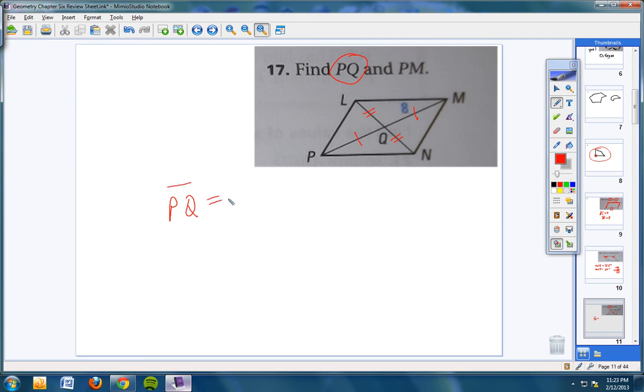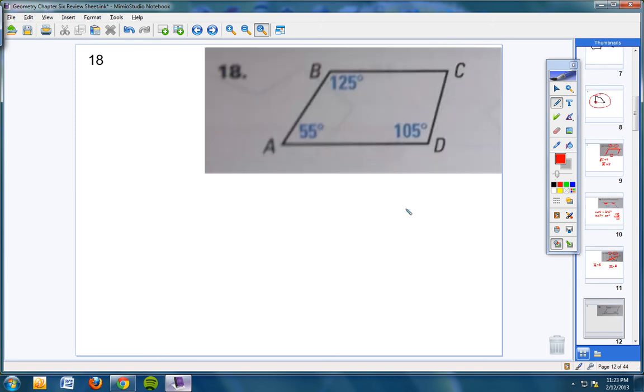PQ equals 8. Now the next thing we want to find is PM. Well, students, come on, that's not too hard. I mean, if PQ's 8, if from here to here is 8, and from here to here is 8, then the whole thing has to be 16. So PM equals 16. All right, let's move on to number 18.